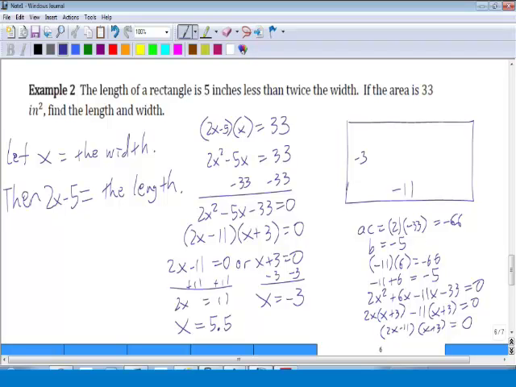What if you multiply negative 3 by negative 11 according to this formula for the area of a rectangle? Negative 3 times negative 11. There it is. You get 33. So negative 3 satisfies the algebra of this equation. But it's useless as far as the geometry is concerned. So scratch the negative 3. We don't want that.